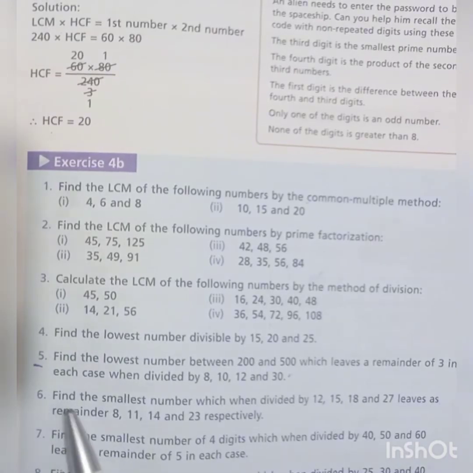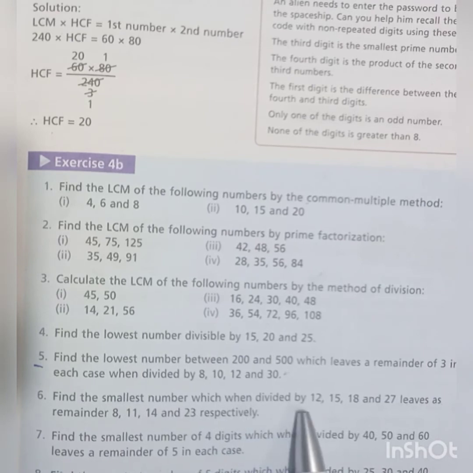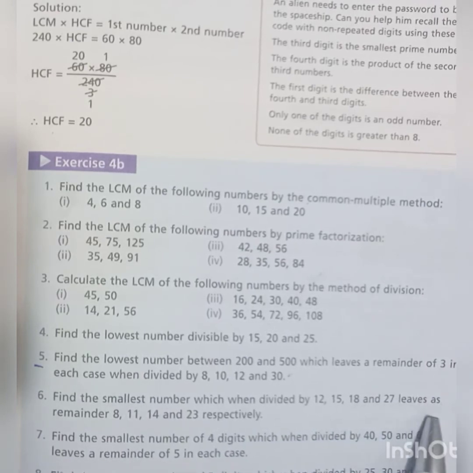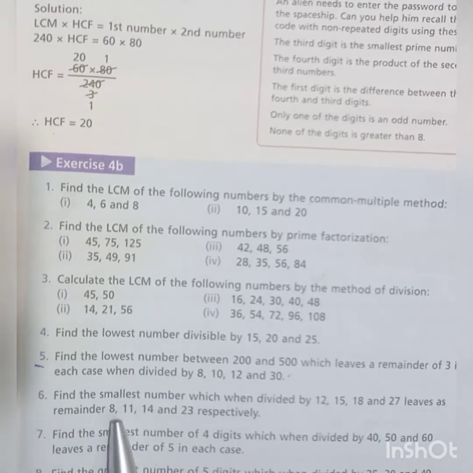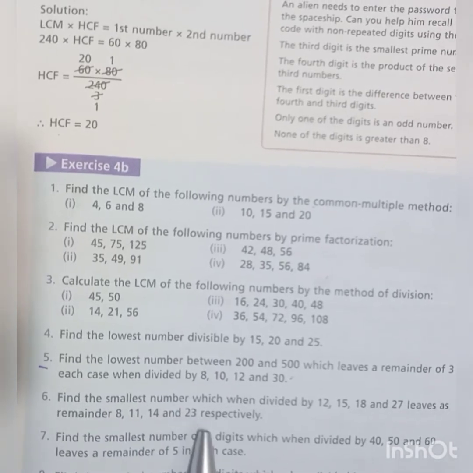Now let's see question number 6, that is find the smallest number which when divided by 12, 15, 18 and 27 leaves as remainder 8, 11, 14 and 23 respectively.